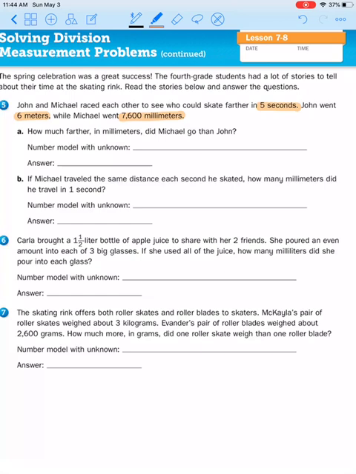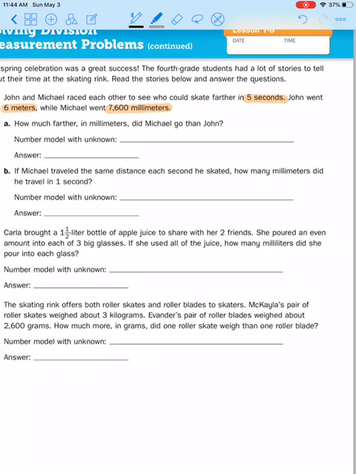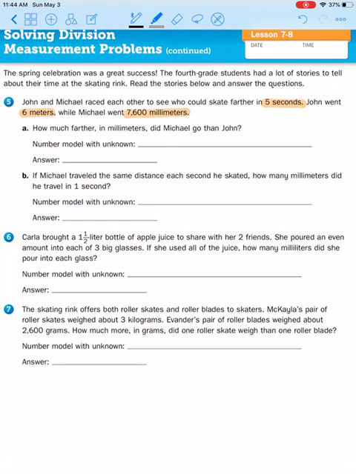So let's look at A. How much farther in milliliters did Michael go than John? So they want us to answer in milliliters. So we have to do a number model with the unknown value. We have to convert John's distance that he went, which was 6 meters. And then we have to figure out the difference between how far John went and how far Michael went. So we're going to have to do multiplication and subtraction to solve this problem.